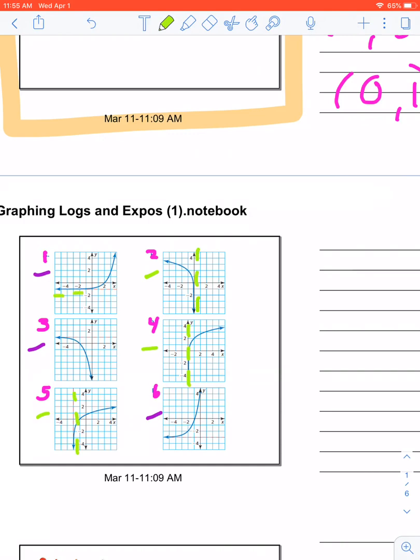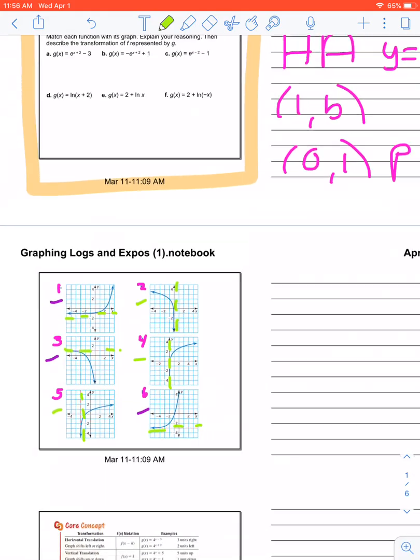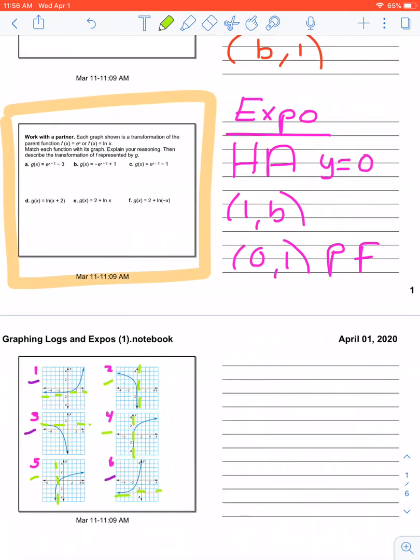My horizontal asymptotes are here where this red line is, and here where this red line is. That helps us see that 2, 4, and 5 are going to be logarithms because they have a vertical asymptote, and 6, 3, and 1 are going to be exponentials because they have horizontal asymptotes. Okay, so right away that helps. Let's look at exponentials to start, because that's all we're focusing on today. So let's look at those first 3 equations.